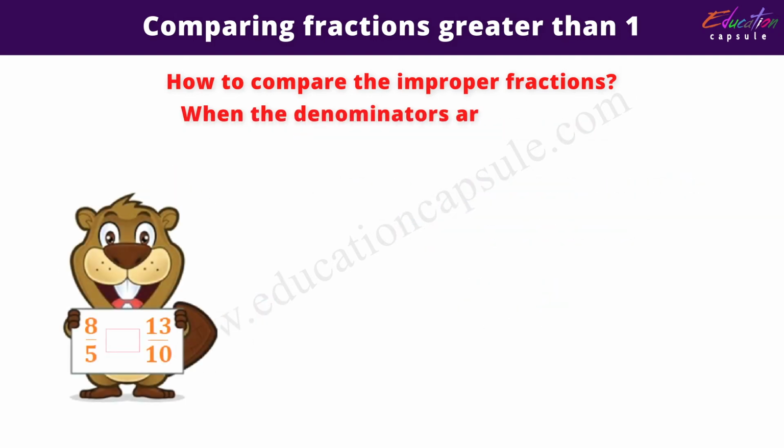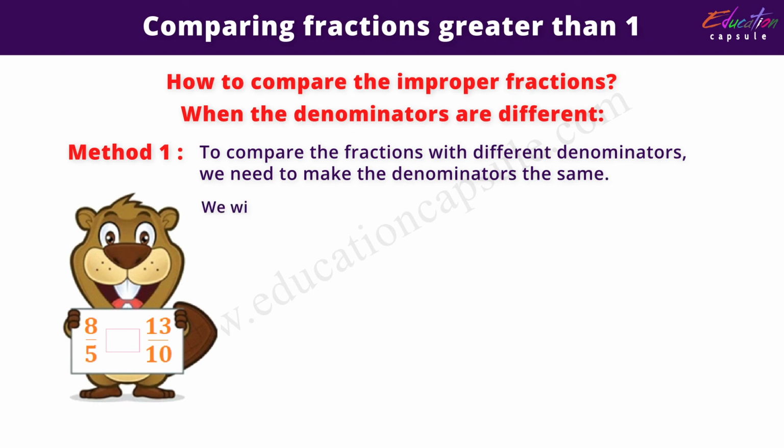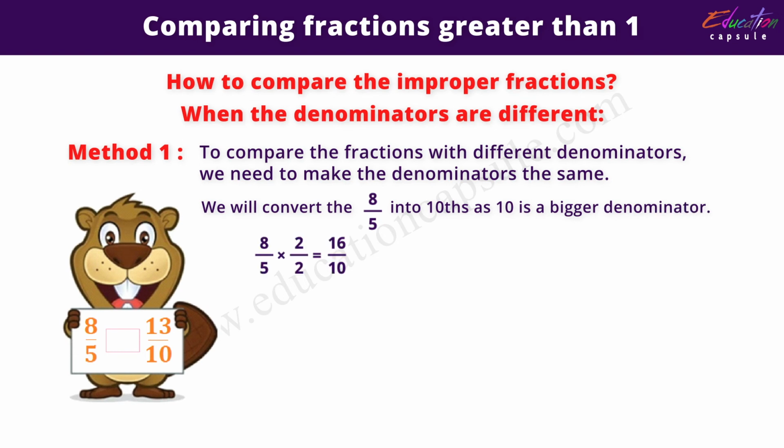When the denominators are different. Method 1. To compare the fractions with different denominators, we need to make the denominators the same. So we'll convert 8/5 into tenths, as 10 is the bigger denominator. So 8/5 can be written as 16 out of 10. Now we can see that 16 out of 10 is bigger than 13 out of 10. That means 8/5 is greater than 13 tenths.